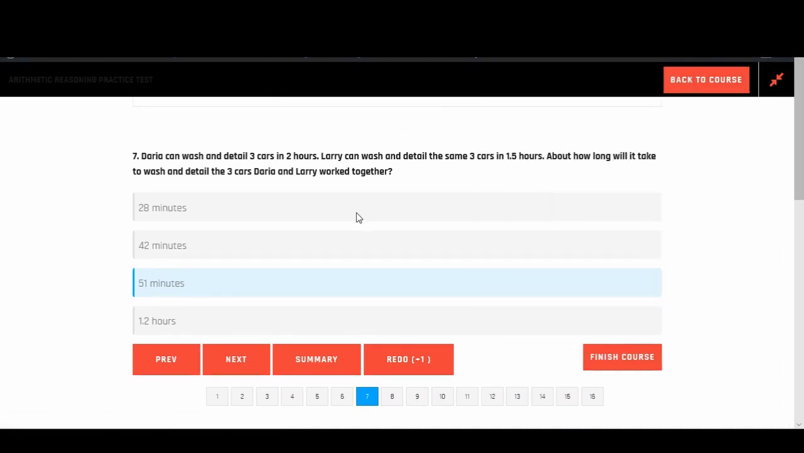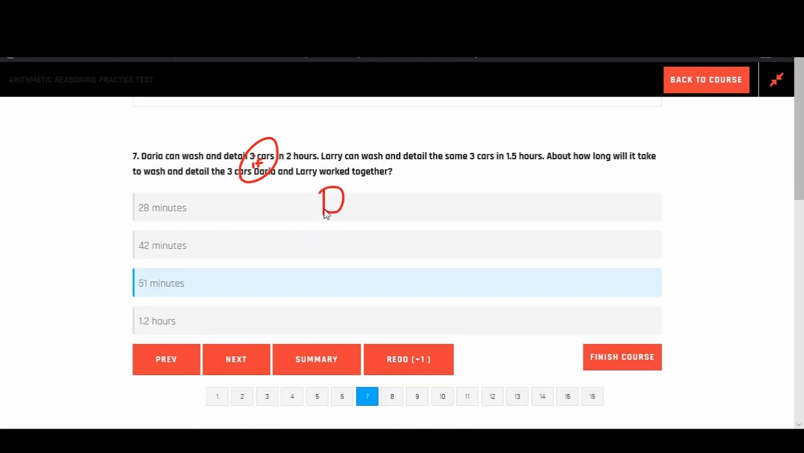Daria can wash and detail 3 cars in 2 hours. Larry can wash and detail the same 3 cars in 1.5 hours. About how long will it take to wash and detail 3 cars if Daria and Larry work together? I'll fix this.